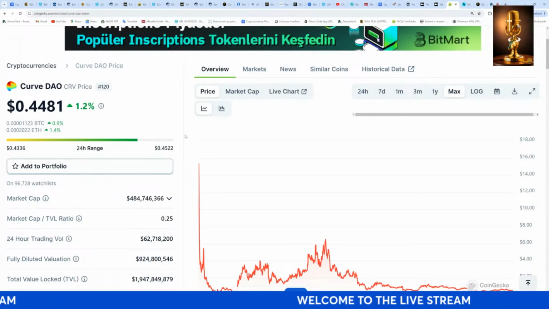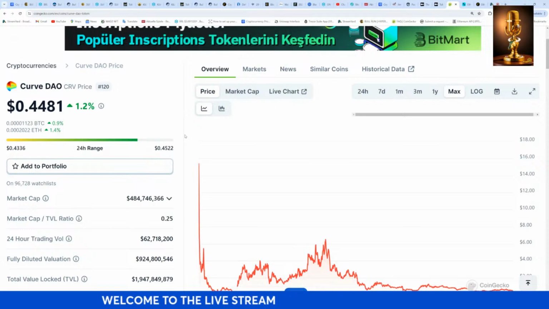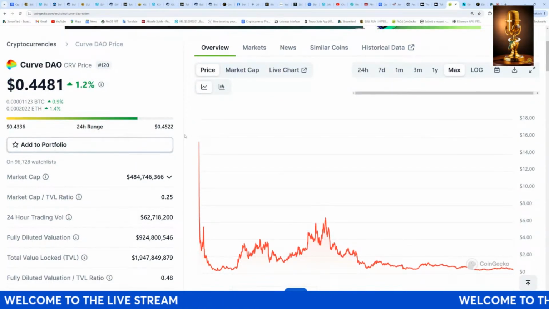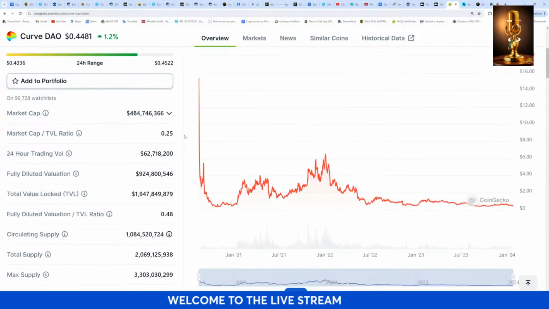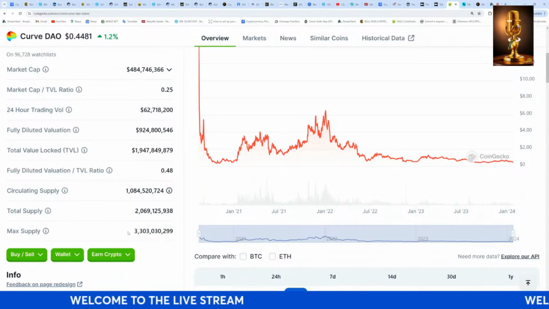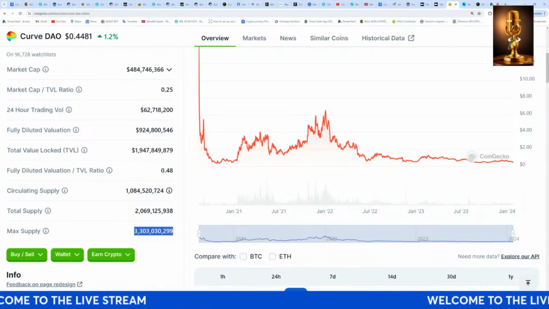That's the purpose of it. That's the strength that it has. It's a staking platform, and you can provide liquidity and stake your liquidity tokens and earn even more Curve. That's what it does. That's what it's here for. It has a max supply as well, which is more than 3.3 billion.